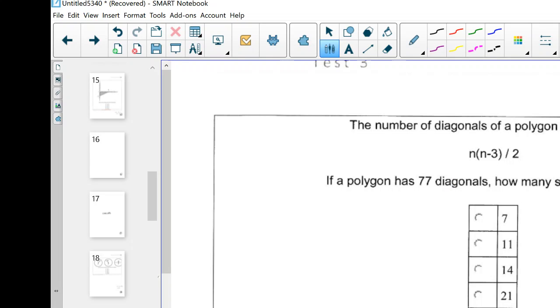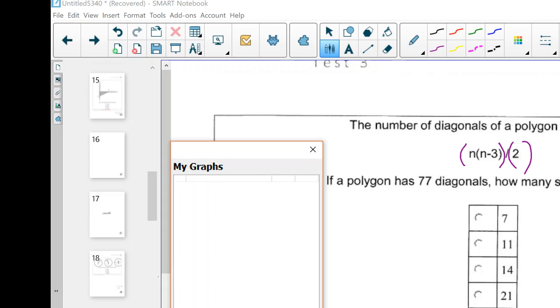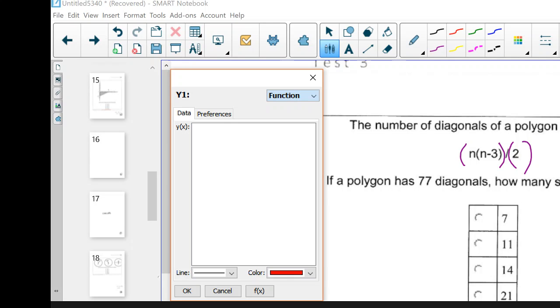Now I'm going to tell you that because it gave you the formula, you actually could take this formula and go straight to your calculator and just type this into your equation editor. So click new, and then you could say, okay, I'm going to open a parenthesis for the whole numerator. Okay, open parenthesis, n times, open parenthesis, n minus 3, close the n minus 3, close the entire numerator, divided by open parenthesis 2, close parenthesis.